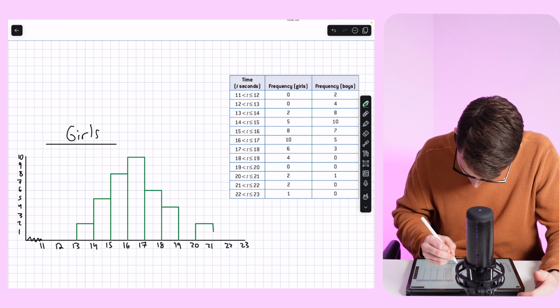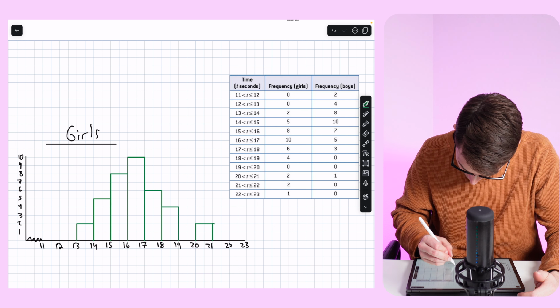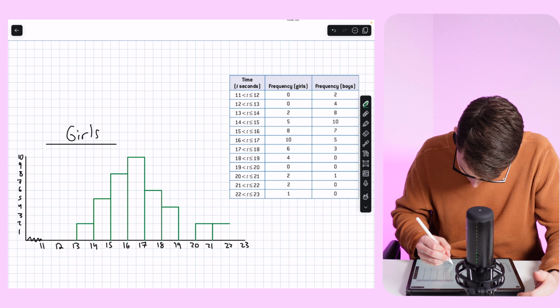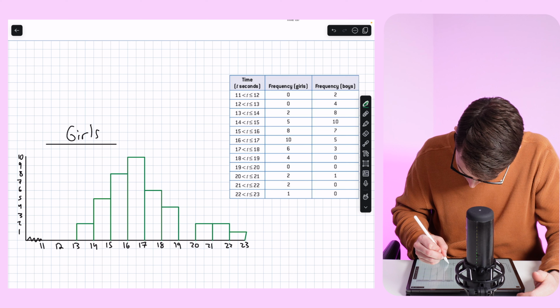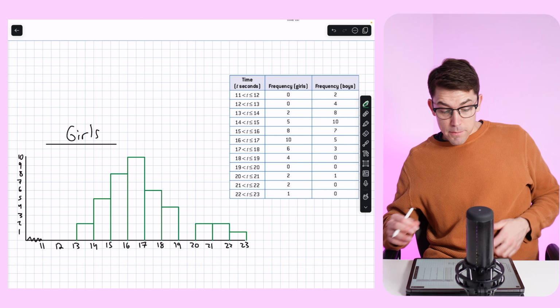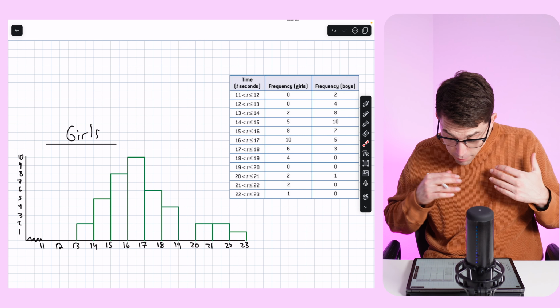As you can see, there's a gap because this was at 0. From 21 to 22, I have 2 again. And then I have 1 right here. All right, so there you have it. There is the frequency bar chart for the girls.